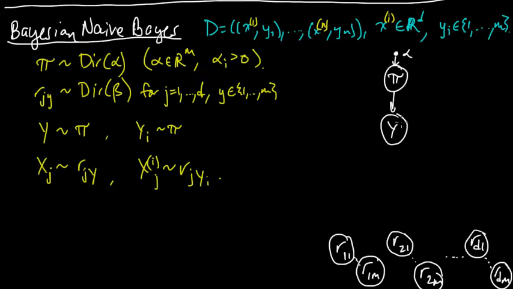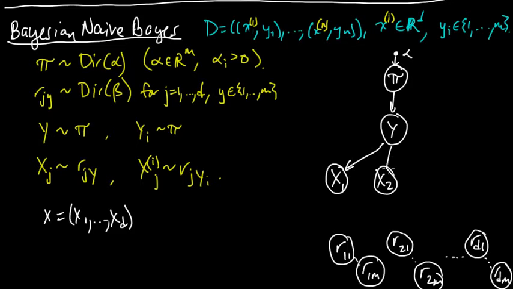So Y, let's just keep it the generic Y for now. X_1, and this is the first coordinate, to be explicit. Each of these coordinates is wrapped up into some vector X. And then we have X_2 up to X_n.